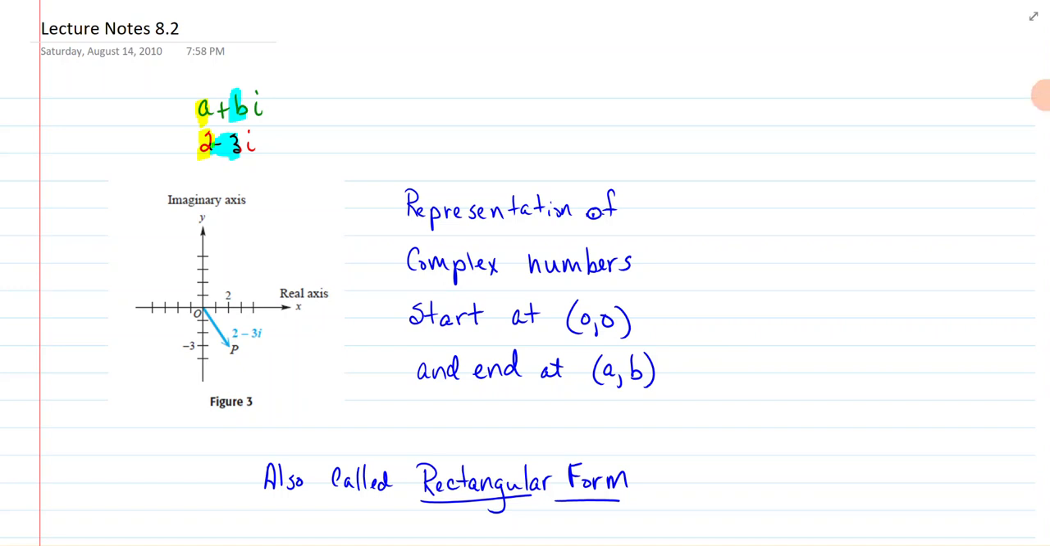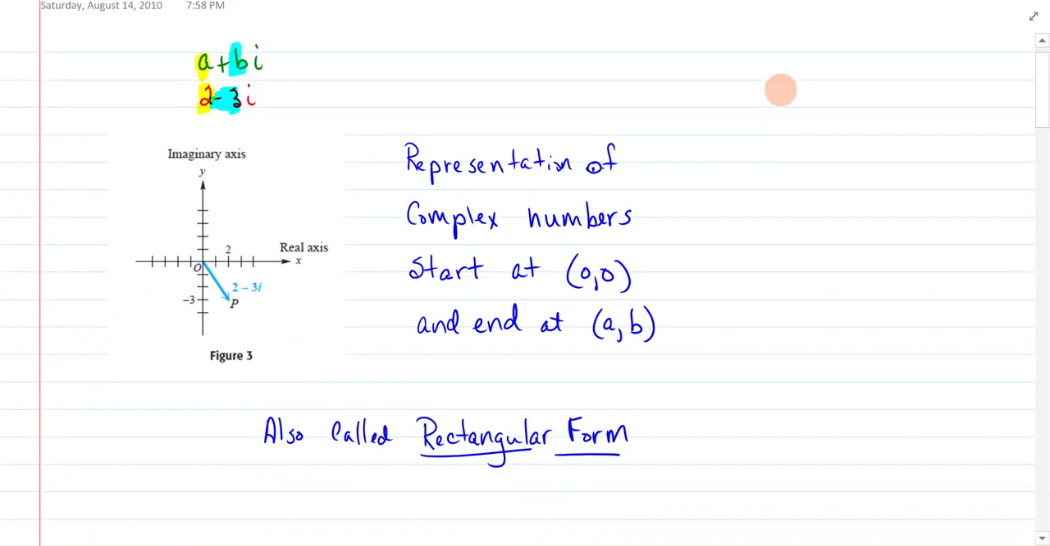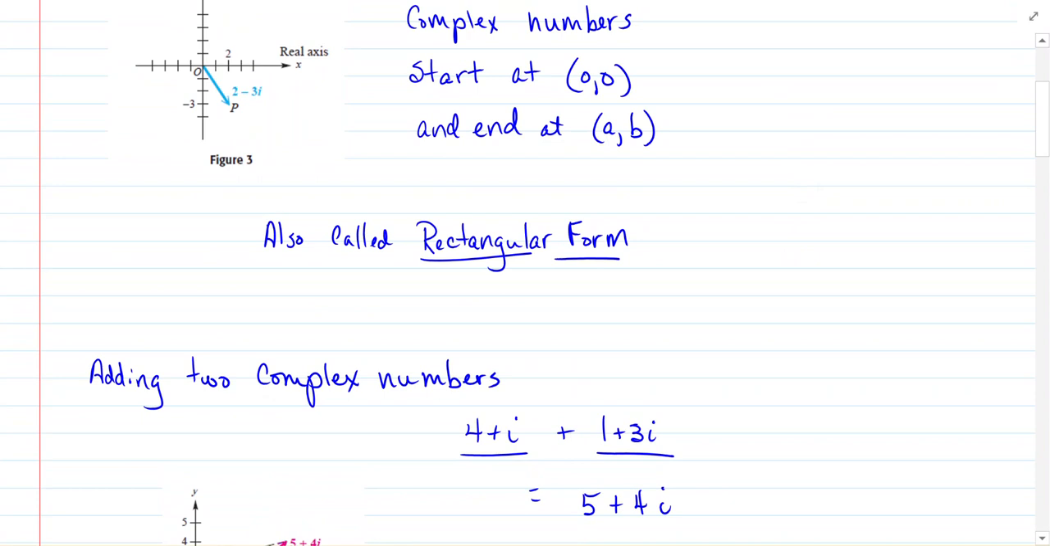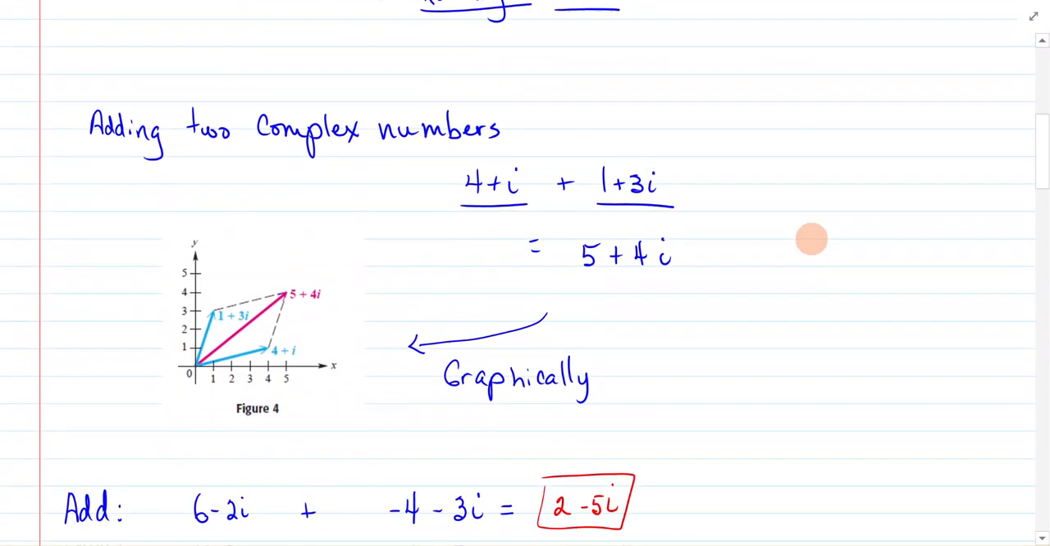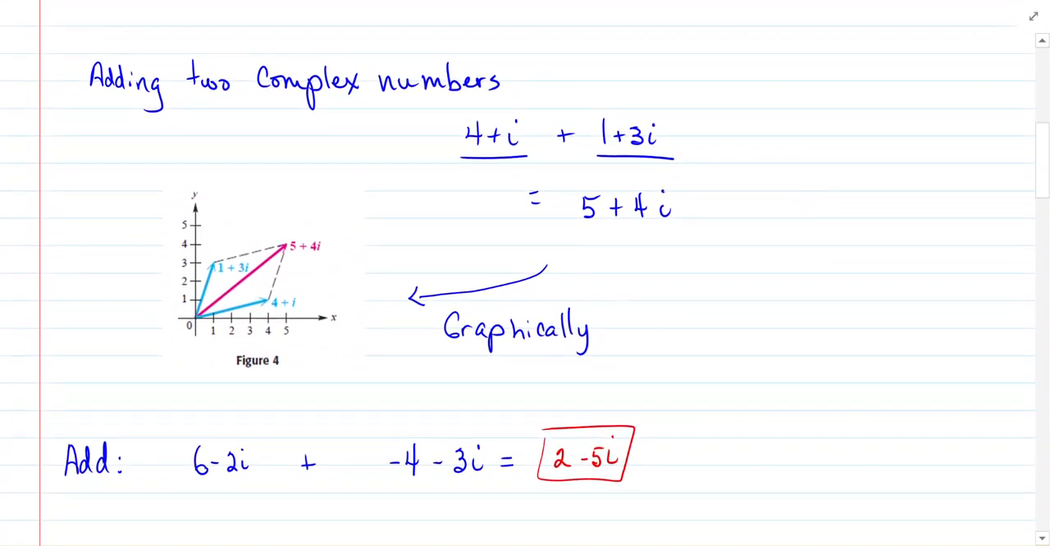So let's move down. It's also called the rectangular form. Now, if you're adding two complex numbers, so we know that if you add them, you add the real parts, you add the imaginary parts, you get 5 plus 4i.